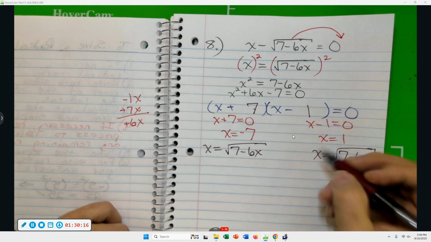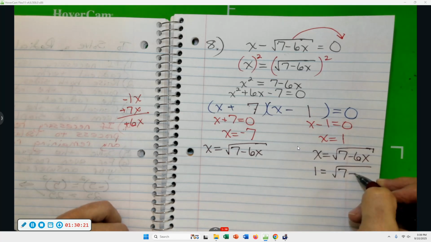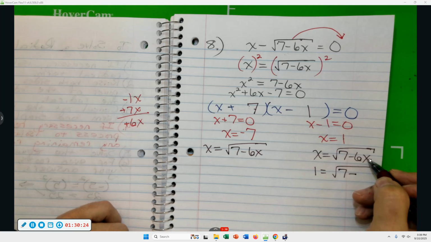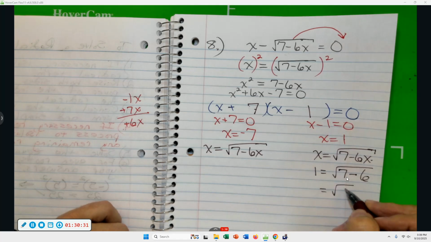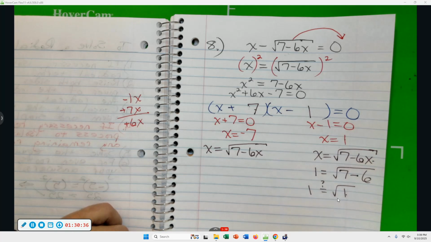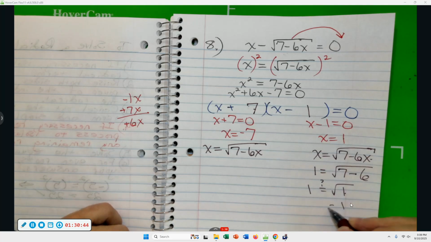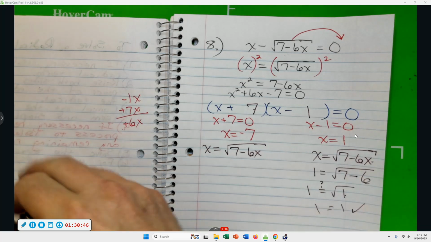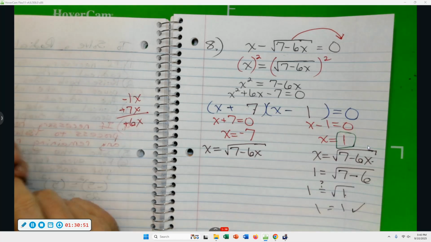Plugging in 1, we're going to get 1 equals the square root of 7 minus 6 times 1. What's 6 times 1? 6. 7 minus 6 is 1. Does the square root of 1 equal 1? Is that a true statement? What's the square root of 1? 1 equals 1? Yes. So 1 is an acceptable solution.